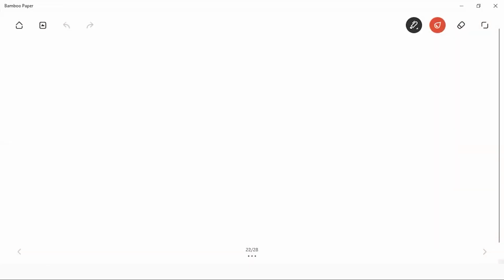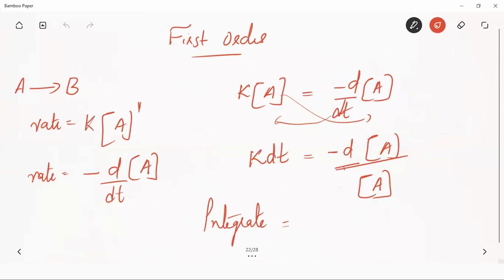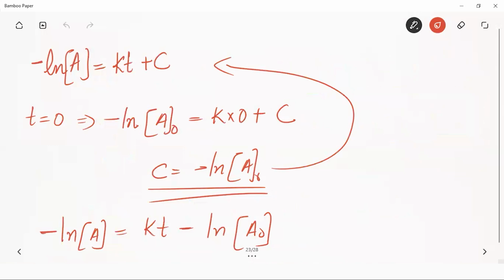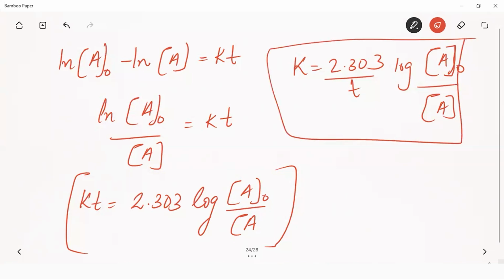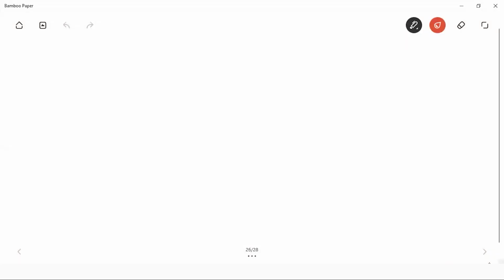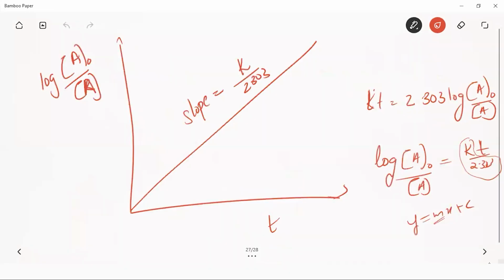Then like this, you have to do the first order reaction. Same rate equation you have to find. After that, you have to equate it and integrate it. You'll be getting a C value, and you have to find the C value. Then you have to take the logarithm on both sides. Natural logarithm, you have to convert it into logarithm in terms of 10. So you'll be getting the last equation as this one. So this is the integrated rate equation for first order and second order reaction with their graphs. Very important.